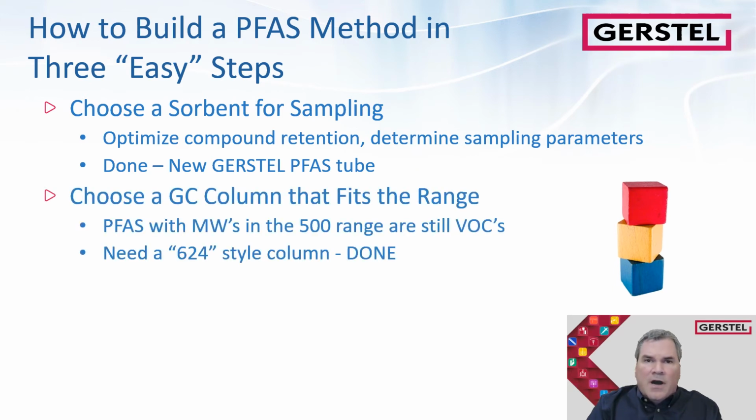You need to use a column and a GC that's appropriate for PFAS. We got around to that. That was an interesting process. You'd think that these compounds, which have molecular weights in the 500 range, would be something you'd run on a DB1 or a DB5. No, it turns out that because of all that fluorine, they end up being pretty volatile, and the 624 column is needed to do that.